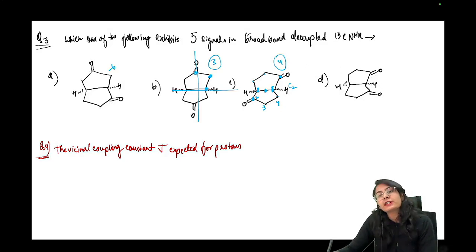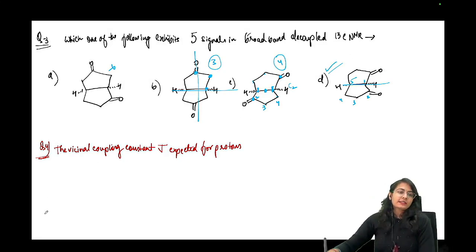Then we come to D. There is a sigma plane of symmetry over here. So 1, 2, 3, 4 and 5. D is the correct answer. All right, like this. Let's move onwards.